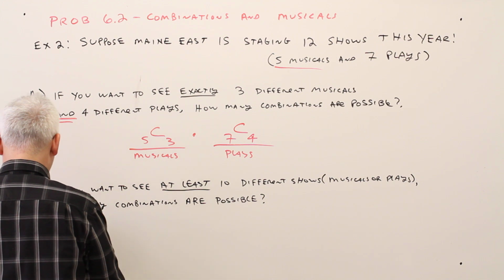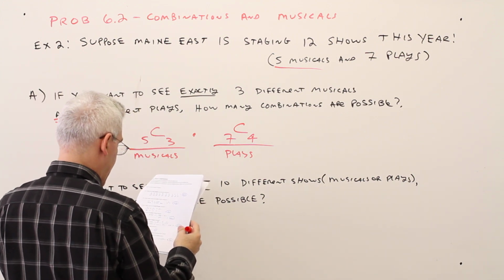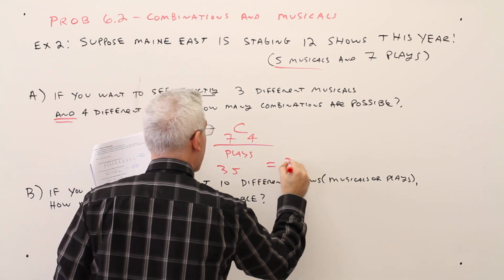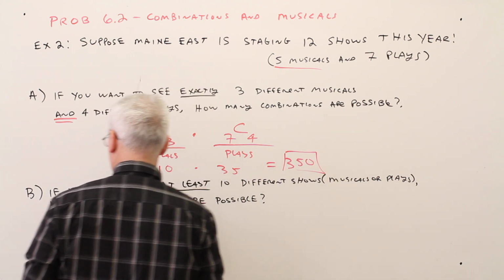All right, and then I work that out over here. I got 10 times 35 for 350.